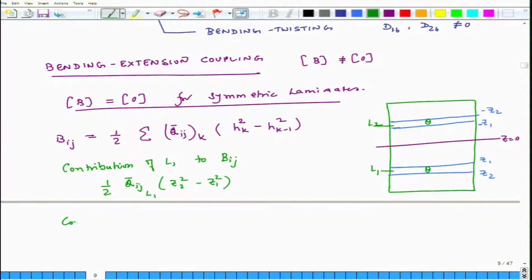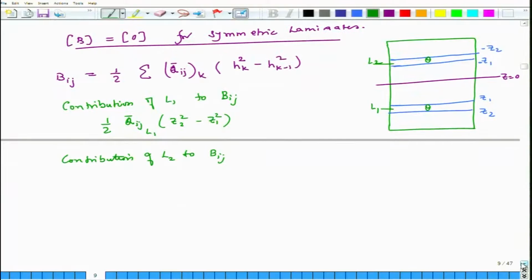And contribution of L2 to Bij. No, this is for L1. So, it is Z2 minus Z1. So, contribution of L2 to Bij, what will it be? It will be half Qij bar for layer L2 times Hk square minus Hk minus 1 square.